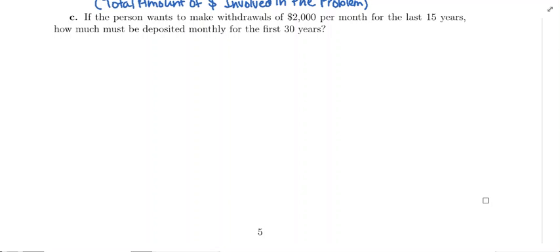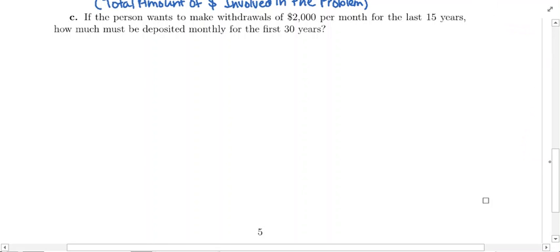Example 4C. If the person wants to make withdrawals of $2,000 per month for the last 15 years, how much must be deposited monthly for the first 30 years? Okay, this problem is actually part A, but worked backwards. So it's going to be a little bit challenging.